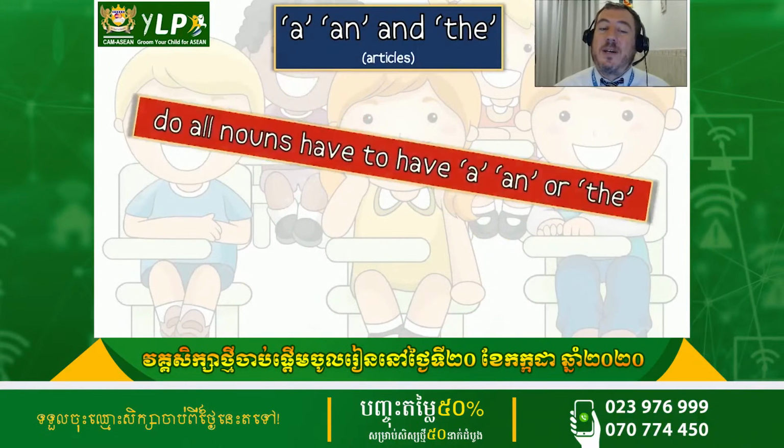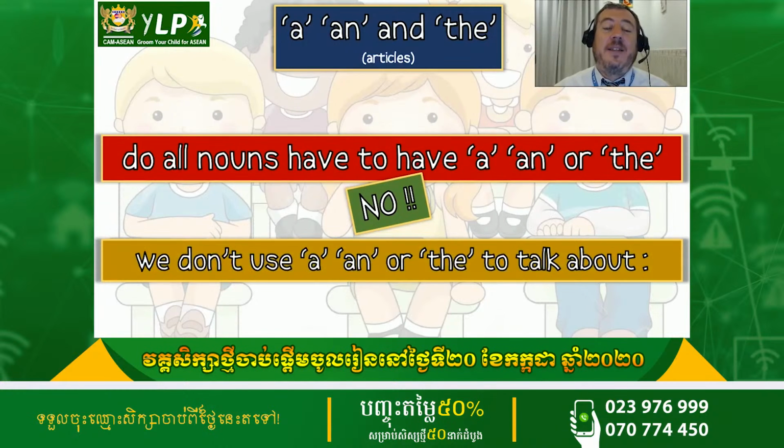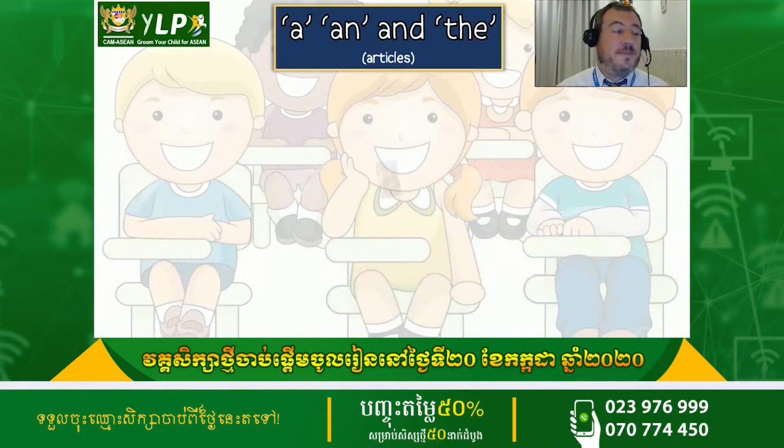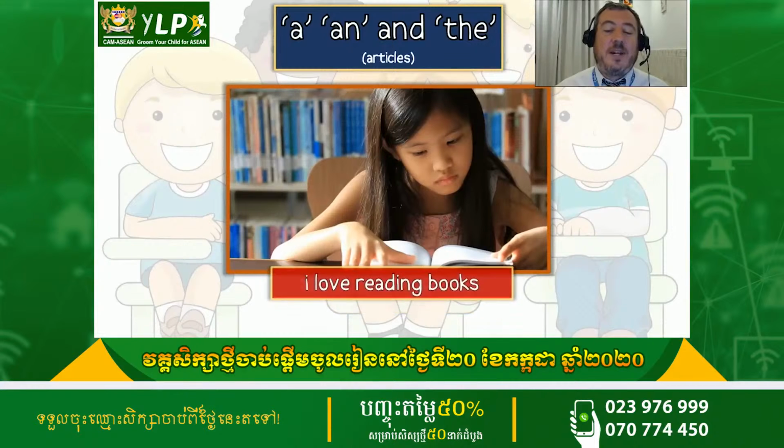So we'll just finish by asking the question, do all nouns have to have a, an, or the in front of them? No, not all nouns. And the difference is that we don't use a, an, or the. One difference is when we talk about things in general. So for example, we have a girl here. It looks like she's reading books.